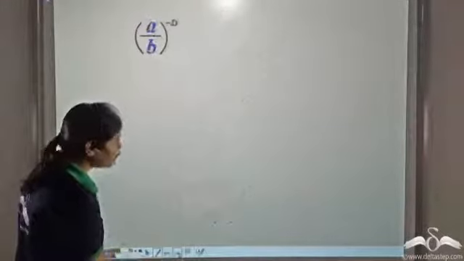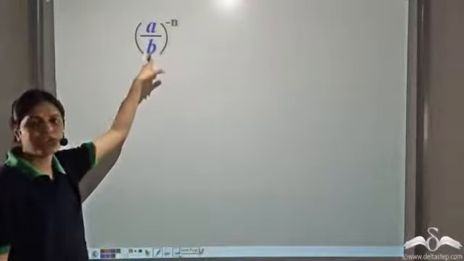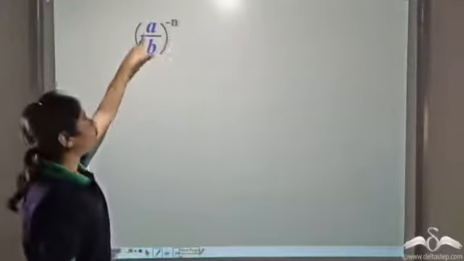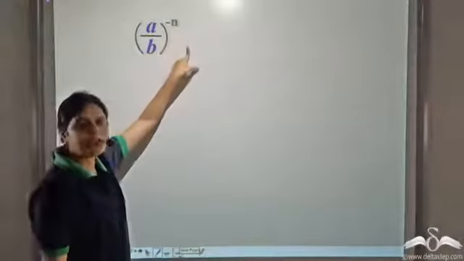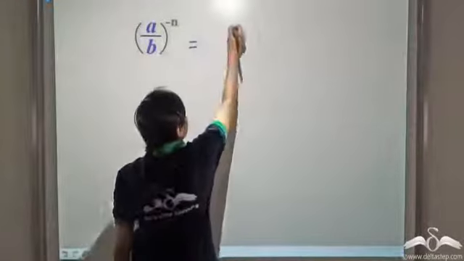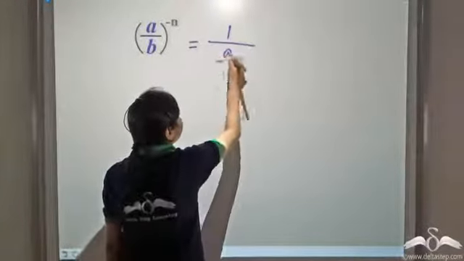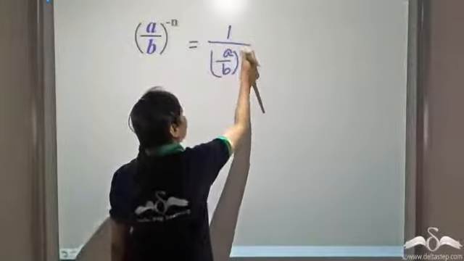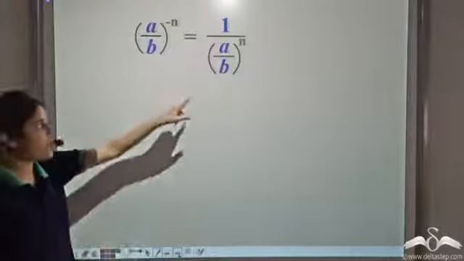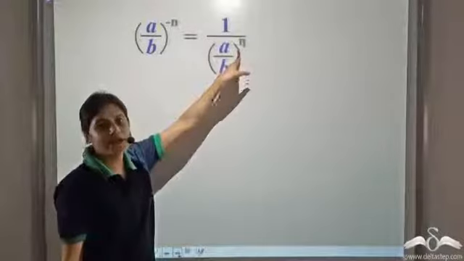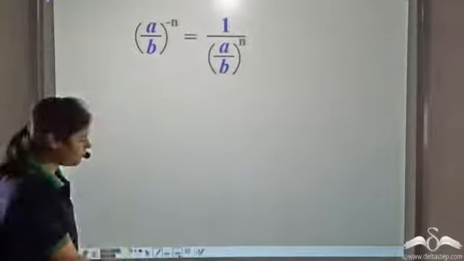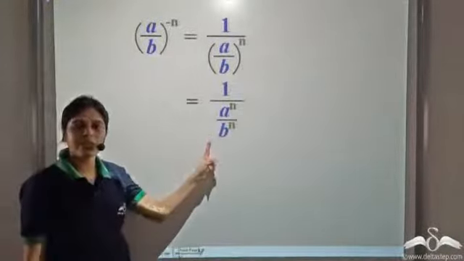So let us generalize this. We have a fraction a/b raised to the power negative exponent, so (a/b) raised to the power negative n. We can write it as 1 divided by (a/b) whole to the power n. Now (a/b) whole to the power n is equal to a to the power n divided by b to the power n. So we can write it in this manner.